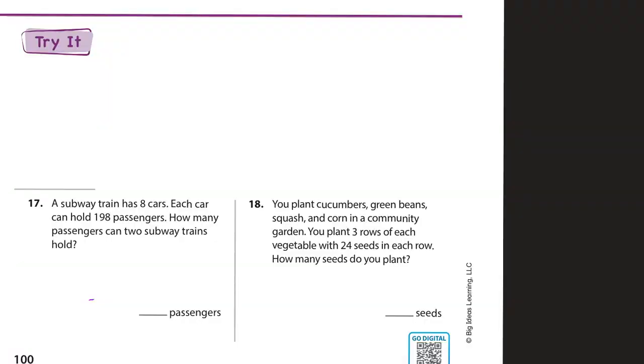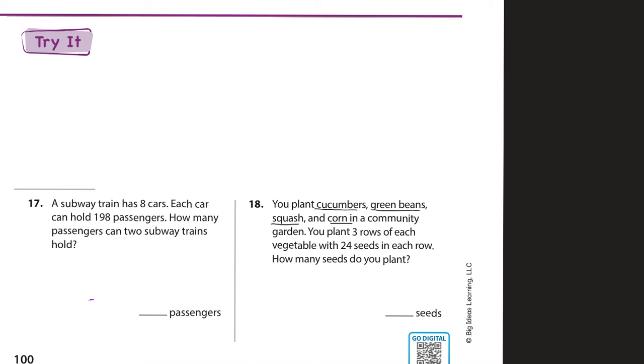Number 18, you plant cucumbers, green beans, squash, and corn in a community garden. You plant 3 rows of each vegetable with 24 seeds in each row. How many seeds did you plant? Okay, let me see. I have cucumbers, I have green beans, I have squash, and corn. So I have 4 different vegetables.